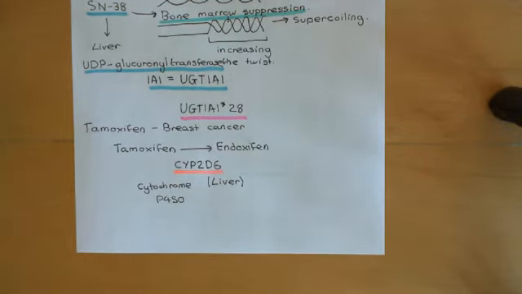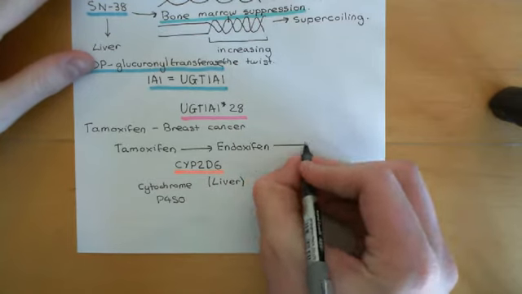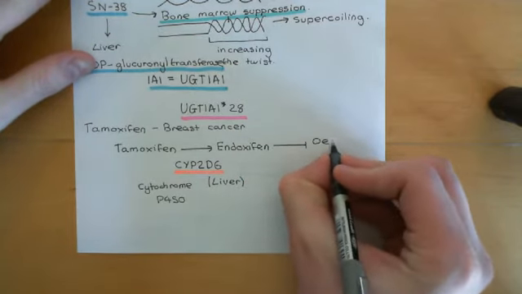And now what does endoxifen do? Well, it's an antagonist for a certain receptor. Okay, and specifically the receptor that it's an antagonist for is the estrogen receptor.